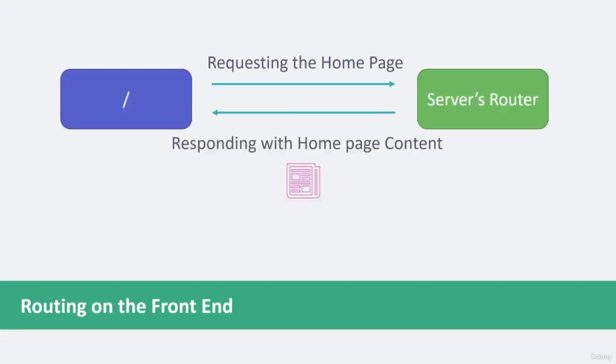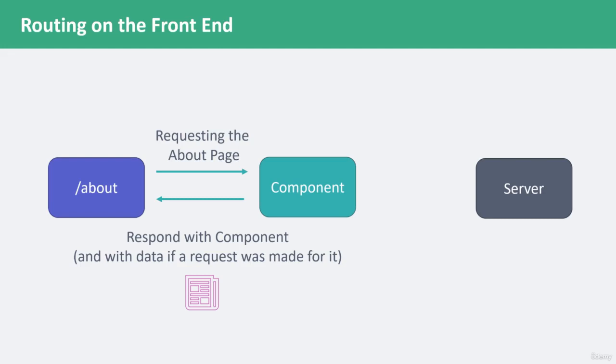Routing on the front end is slightly different. Instead of loading a new page, the router will respond with a component. The component acts as the container for the content. Routers will allow us to configure which components to render for specific URLs. We'll be learning how to do that in a moment.